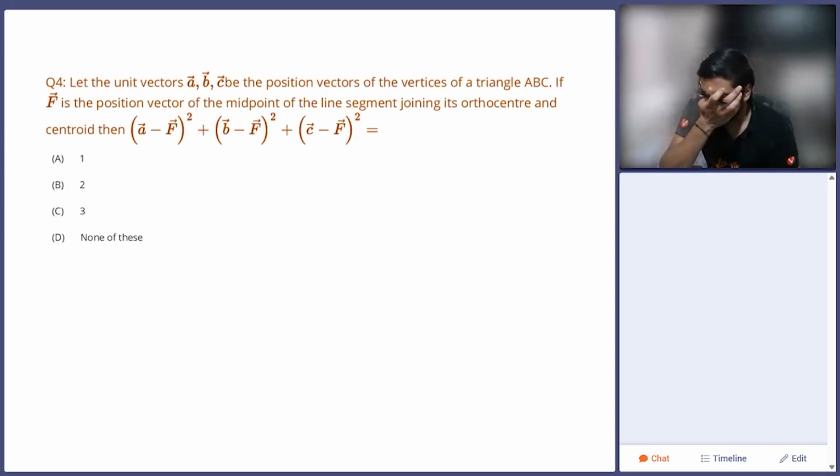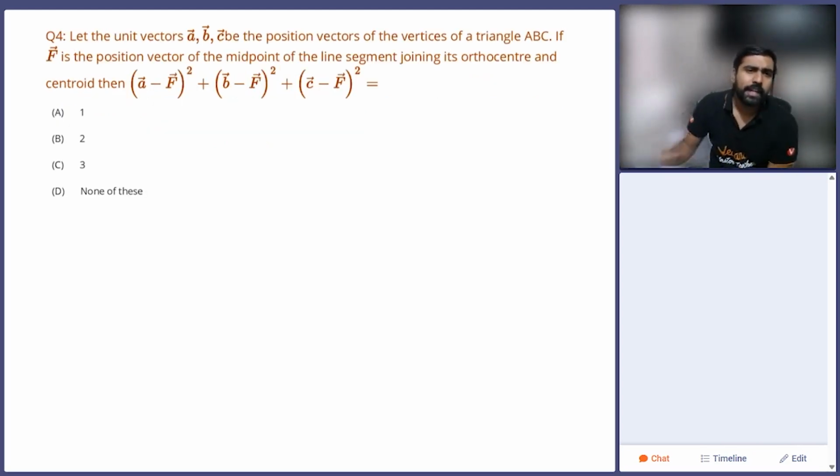Okay, moving on. What do we have here? We have been told that unit vectors a, b, and c are the position vectors of the vertices of a triangle. If f is the position vector of the midpoint of the line segment joining orthocenter and centroid, then what is a minus f plus b minus f plus c minus f?